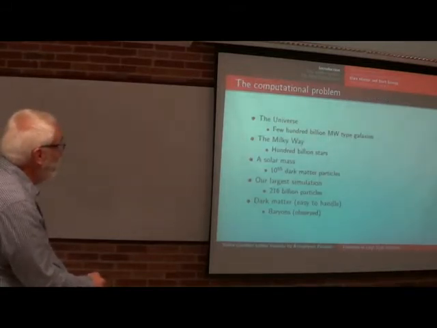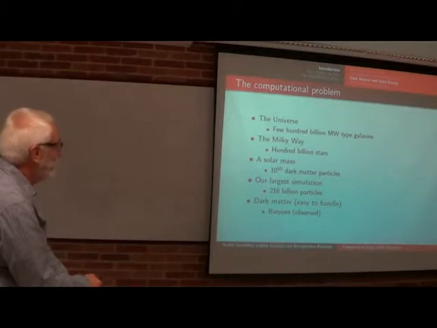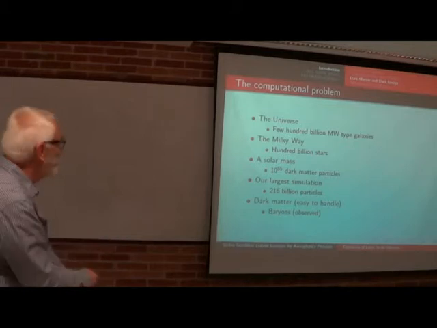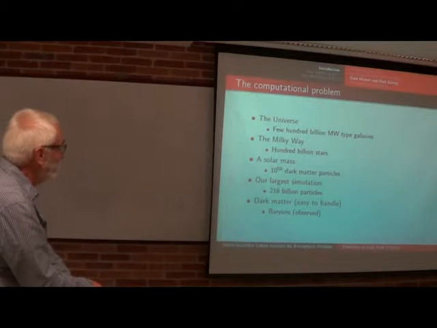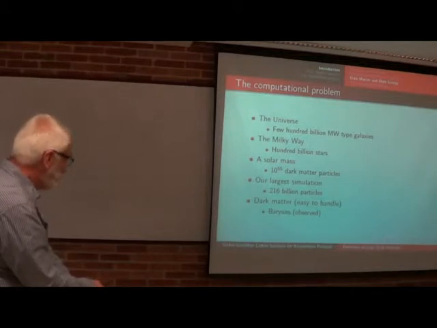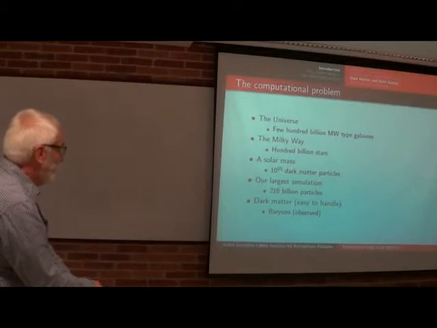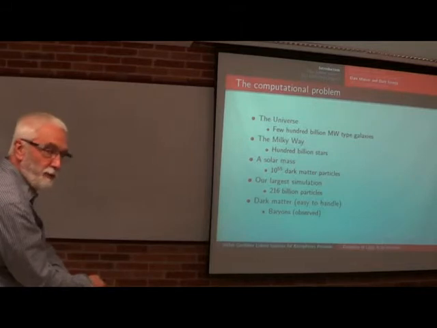So the computational problem is that we have a few hundred billion Milky Way type galaxies in our visible universe, or an infinite number in the whole. We have a few hundred billion stars. We have in solar masses a number which I can hardly even say in words, 10 to the 55 dark matter particles. On the other side, our largest simulation that we have now is 216 billion particles. Don't know exactly the number of the largest ever done. We have a problem, but the dark matter component is more or less easy to handle. The baryons, which are observed, are much more problematic.